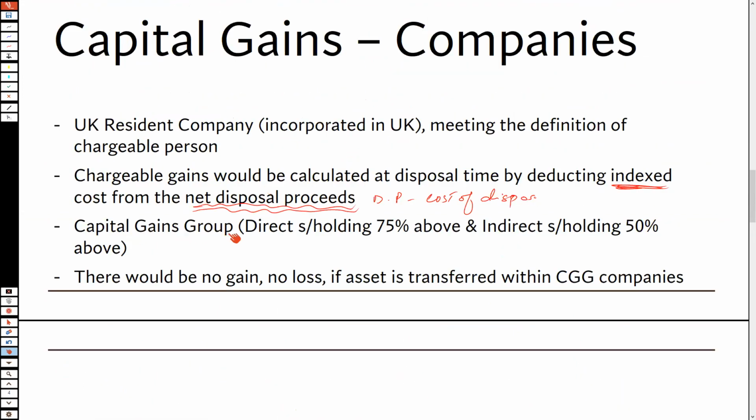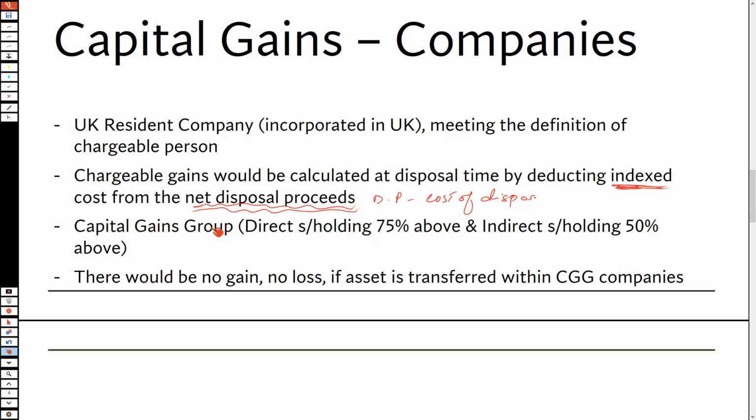Furthermore, the next point: capital gain group. There is a concept in the capital gains of companies, and the concept name is capital gain group. For a capital gain group, there are two conditions. Multiple companies can be part of the group, in which the direct shareholding is more than 75% and indirect shareholding is more than 50%. If the companies meet the shareholding requirement, then the companies would be part of the capital gain group.